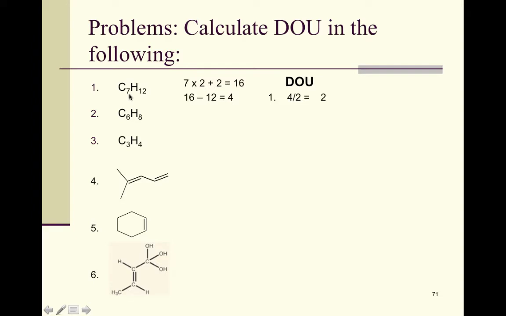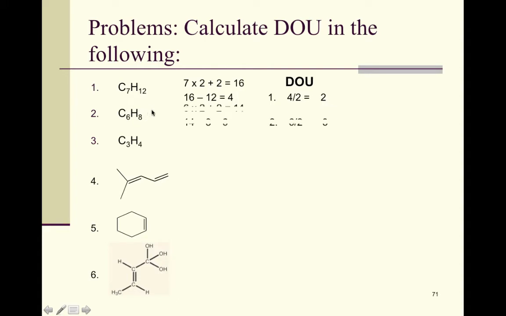For this first one, CnH12, I have 7 carbons, so that'd be 7 times 2 is 14, plus 2 is 16. So 16 would be if I had 7 carbons and it was saturated. I only have 12 hydrogens. The difference between 16 minus 12 is 4. I take that 4 and I have to divide it by 2, and I get 2 degrees of unsaturation.